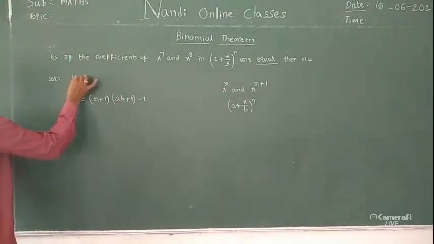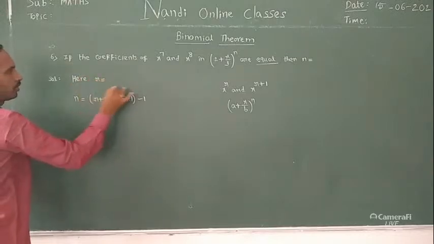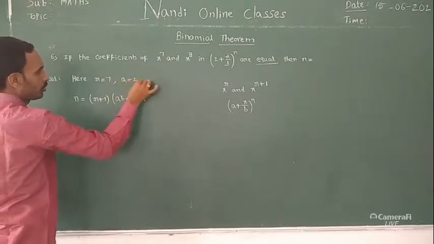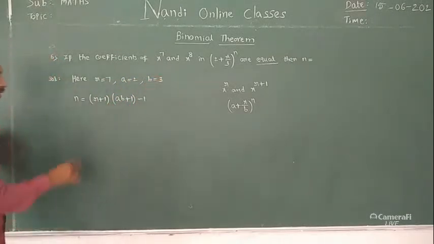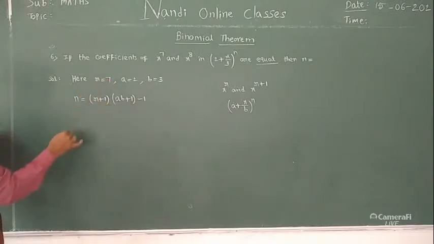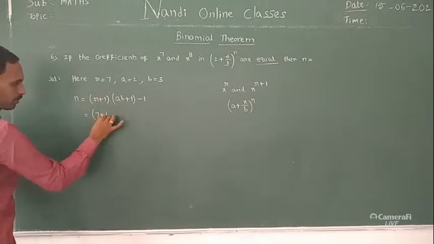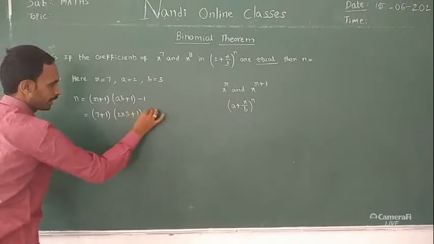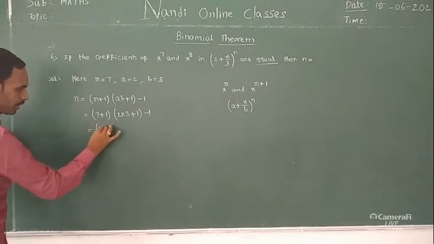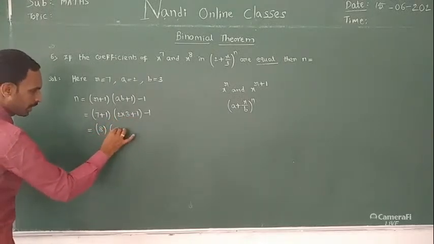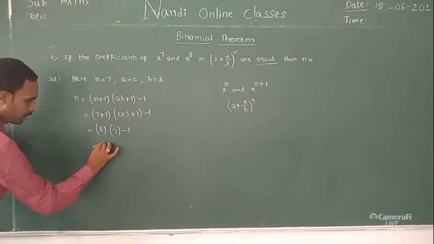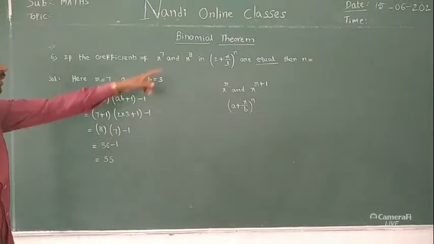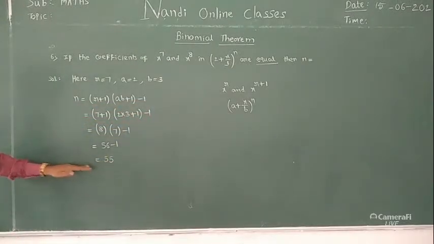So here r is equal to 7, x^r value is 7, a is equal to 2, b is equal to 3. They asked to find n. Substitute them: (7 + 1)(2 × 3 + 1) − 1 = 8 × (6 + 1) − 1 = 8 × 7 − 1 = 56 − 1 = 55. So the value of n is 55. Write it.